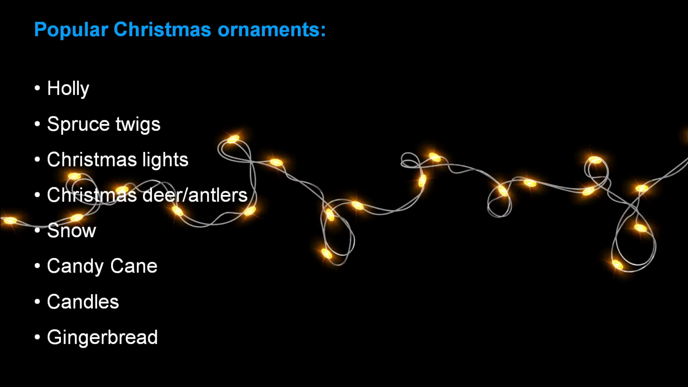The next thing is candles. It's something similar to Christmas lights, but older, because when people didn't have Christmas lights, they usually used candles to decorate their houses or Christmas tree. But it also has a warm white color.